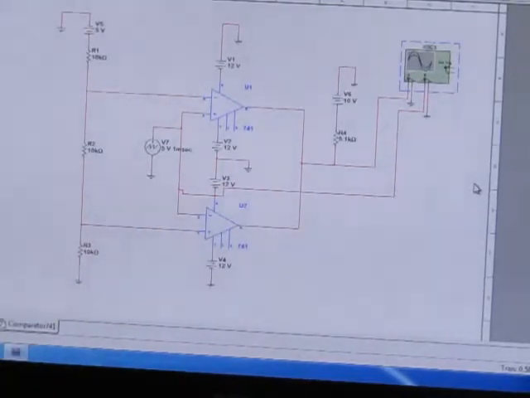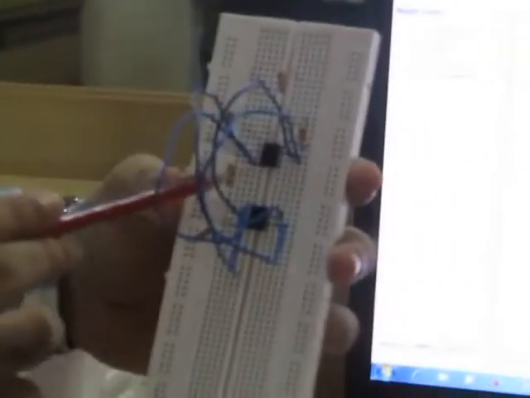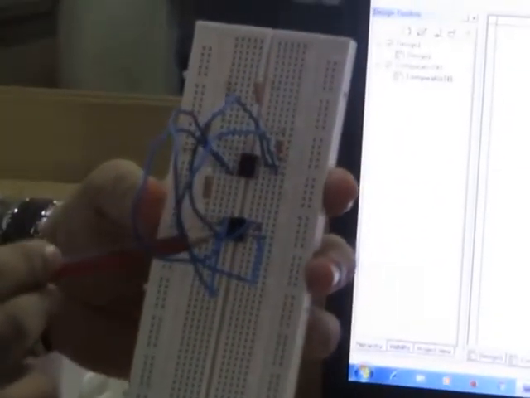As you can see that in this breadboard I have mounted all those resistors, op-amps, and wires. I have just followed this figure to rig up this circuit. As you can see here, this is op-amp 1, this is op-amp 2.